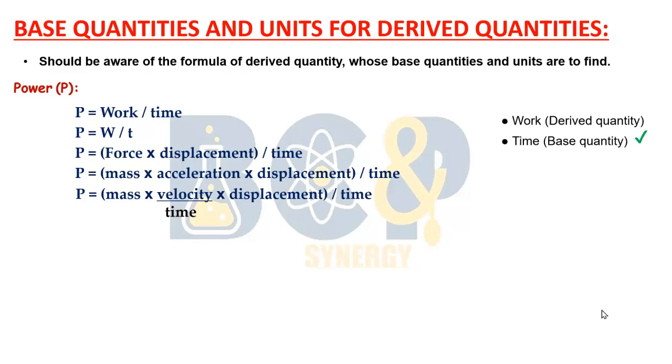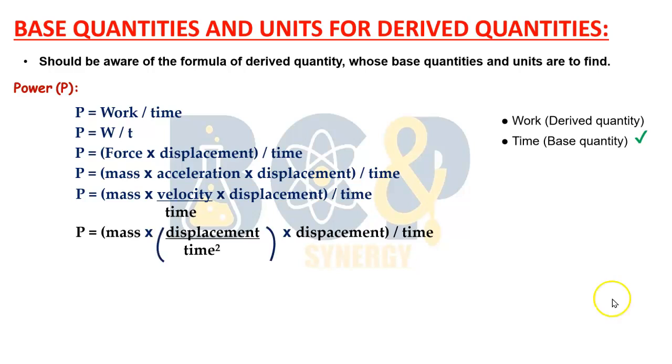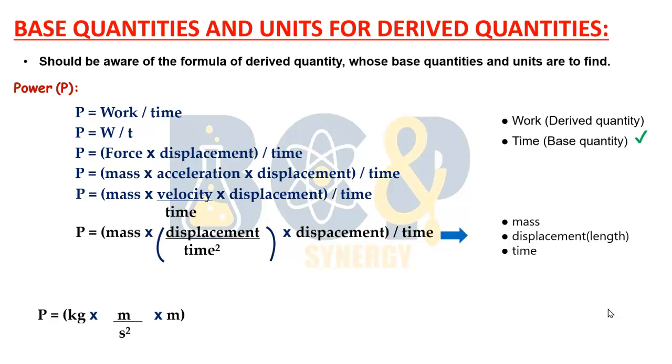Then finally the formula of power will become mass into displacement divided by time square into displacement, whole divided by time. The base quantities of power are mass, displacement and time. Displacement is a type of length. The next thing we have to do is to determine the base units of power, which are kilogram instead of mass, meter instead of displacement, divided by second square instead of time square, then again meter instead of displacement, whole divided by second instead of time.